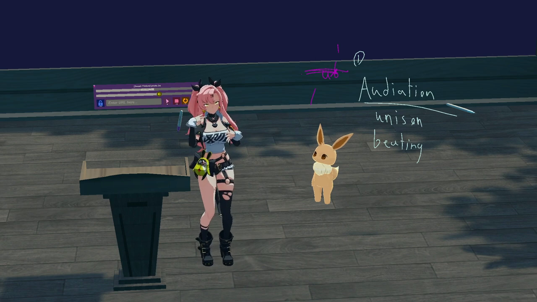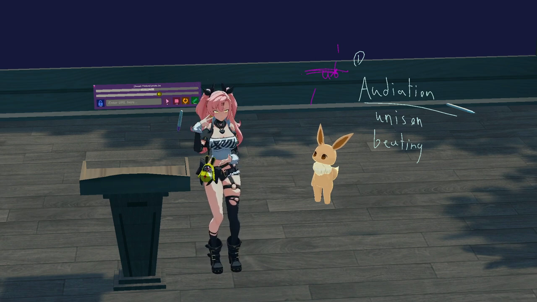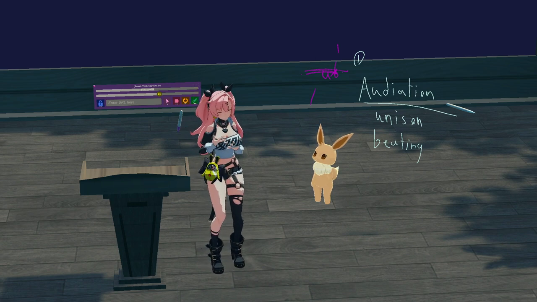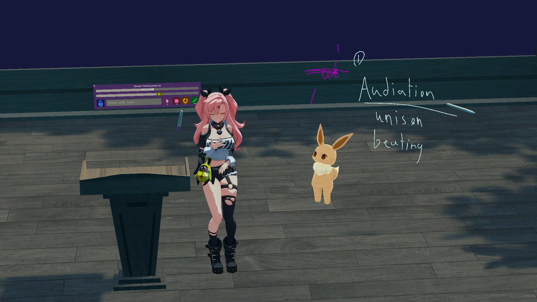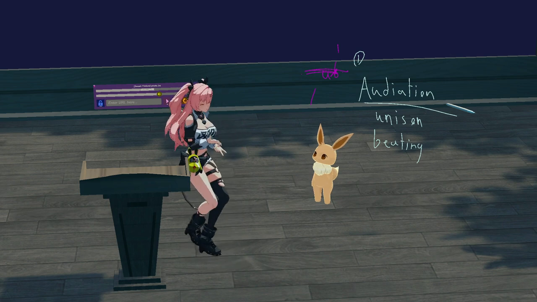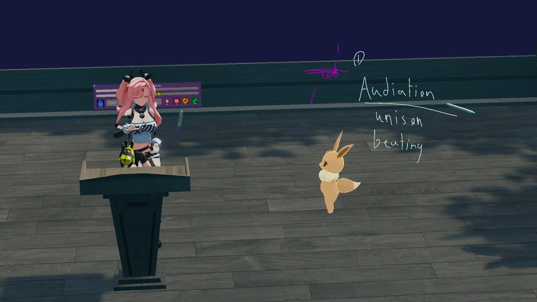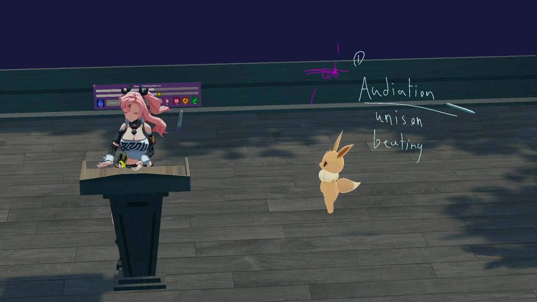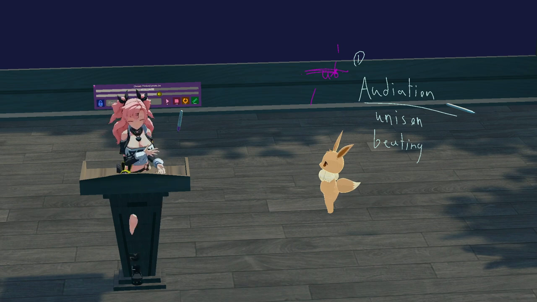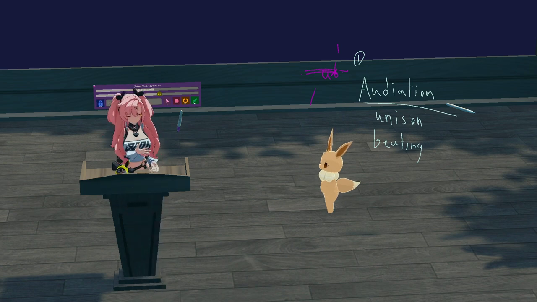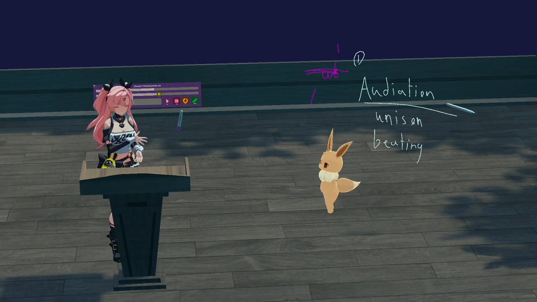So it's not just the amount of vocal folds that we have that influences our vocal weight. Other things can affect that as well. So, does anybody here have a guess on what's affecting Evie's vocal weight right now that is not the vocal fold mass?